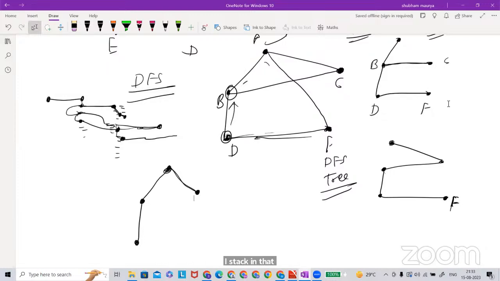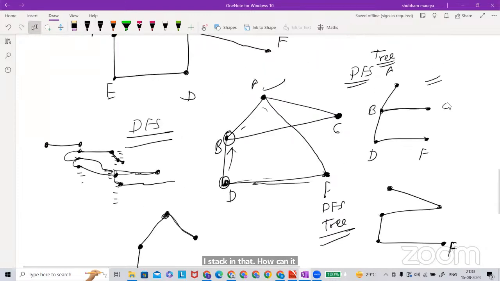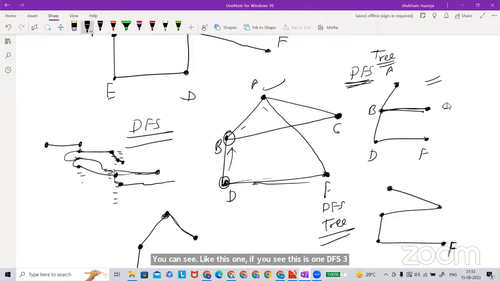Let me explain this one. Between C and F, there is no edge you can see. If you see, this is one DFS tree, and this is one branch and this is another branch. Is there any edge in the original graph? No. This is the meaning: if they are in two different branches, then there is no edge. Is it clear now?